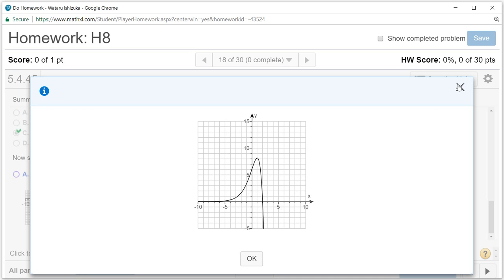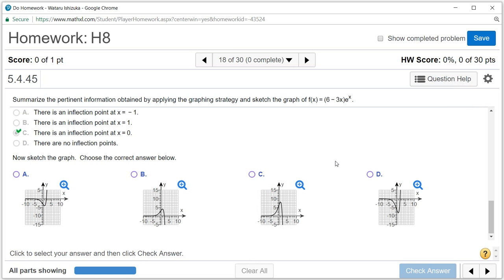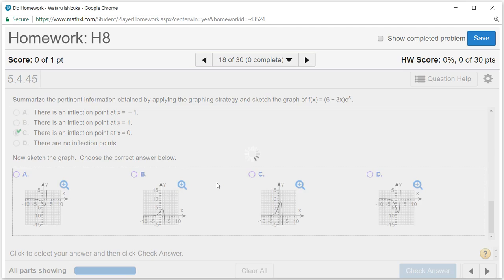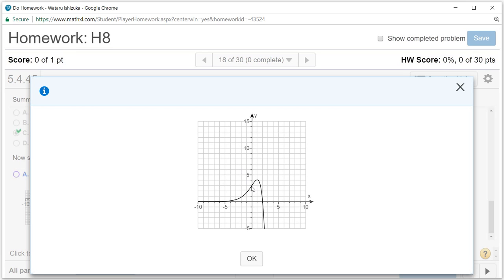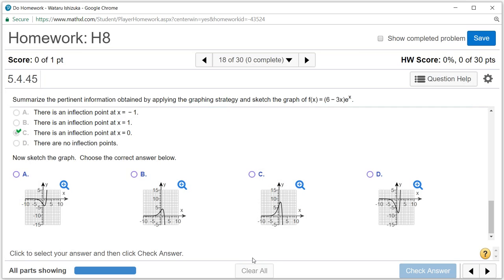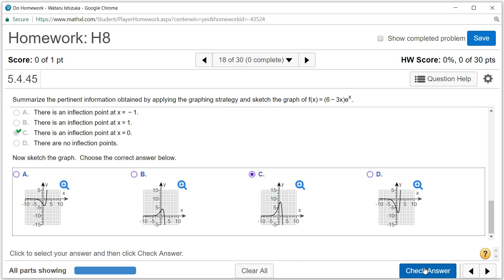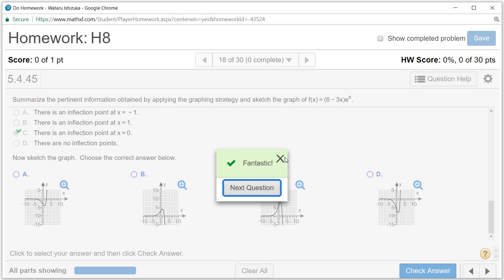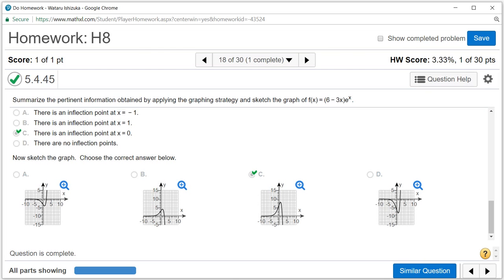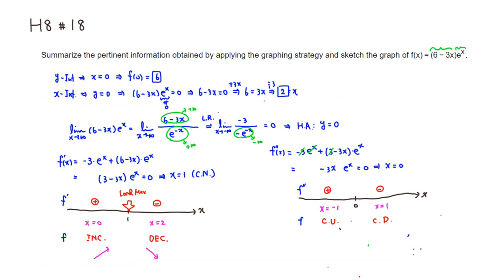So another thing we have to look at was the y-intercept. Remember that the y-intercept was 6. So let's see if this is 6. This actually doesn't go through 6. This one goes through 6, so C is the correct one. So check the answer. All right, we got that. All right, that's it. I hope that this was clear.